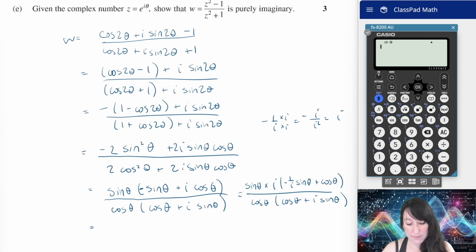So simplifying, this becomes sine over cosine, which is tan, times i, times 1, since the numerator and denominator brackets are the same. Since tan theta is a real number, i times tan theta is an imaginary number, purely imaginary. We have no real components.